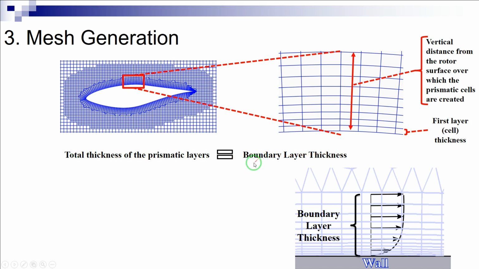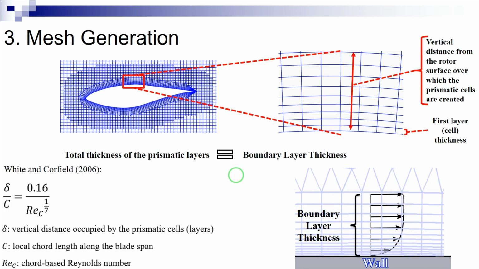In other words, the vertical distance from the rotor surface occupied by the prismatic cells must have the same height as the boundary layer. Therefore, to specify this vertical distance, the equation proposed by White and Corfield 2006 to estimate the boundary layer thickness for a turbulent flow over a flat plate is used as shown here. In this equation, delta is the vertical distance from the rotor surface occupied by the prismatic cell layers, i.e. the boundary layer thickness. C is the local chord length along the blade span, and REC is the chord-based Reynolds number.